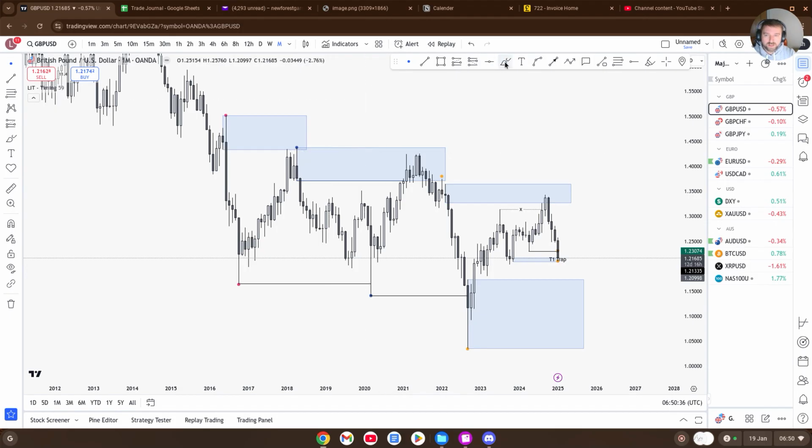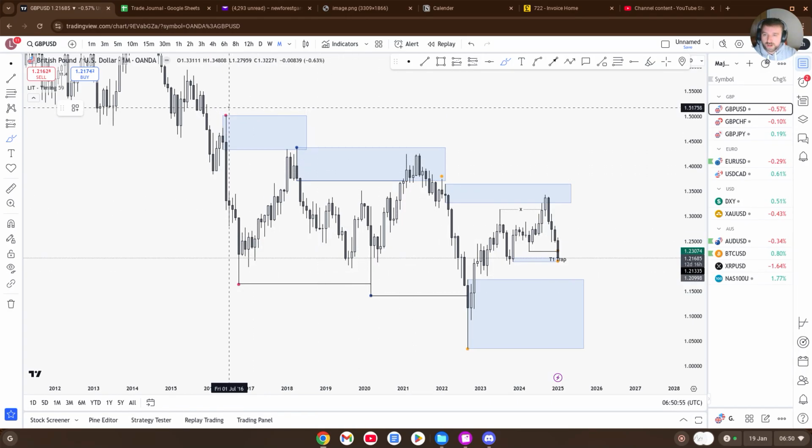Keep this on here just to speed it up a little bit. So GU, high time frame, monthly time frame. What happened and where are we now? Let's read the story of price and see what's happened.